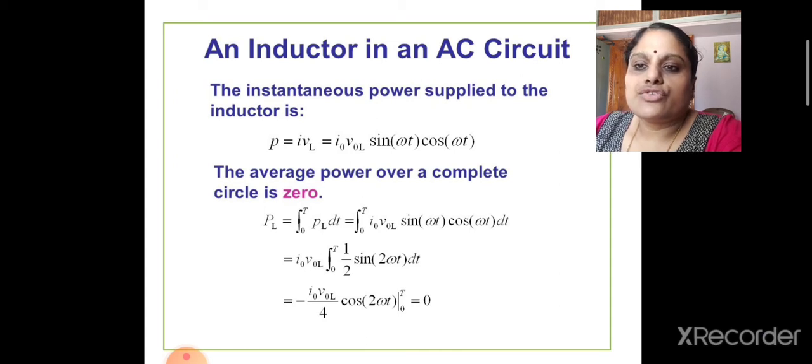Taking the average of the power, the average of sin 2 omega t over a complete cycle will be 0. So the average power supplied by an inductor in an AC circuit will be 0.